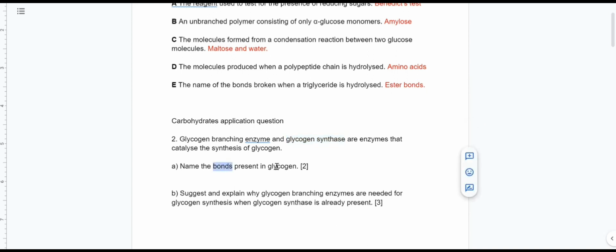So glycogen, we need to know that it is a branched molecule, and it is a molecule made up of alpha glucose monomers, as I mentioned earlier. So the bonds present would be alpha 1,4 glycosidic bonds and alpha 1,6 glycosidic bonds.